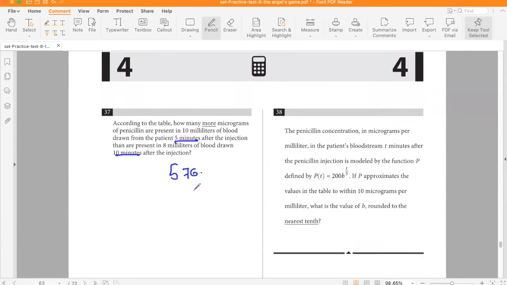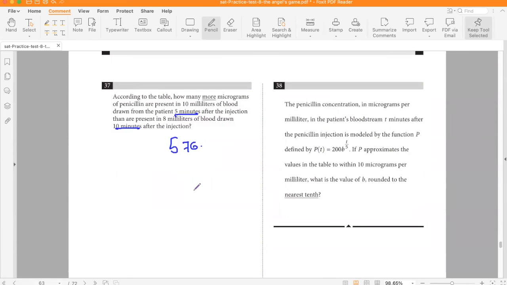Okay. The penicillin concentration in micrograms per milliliter in the patient's bloodstream T minutes after the penicillin injection is modeled by the function P is 200 into B to the power T by 5. If P approximates the values in the table to within 10 micrograms per milliliter, what is the value of B rounded to the nearest tenth?